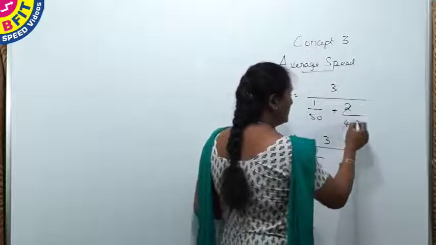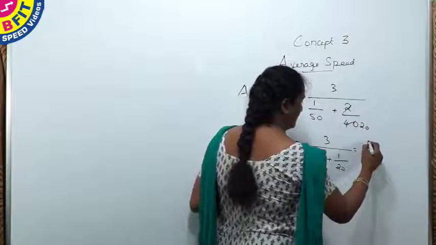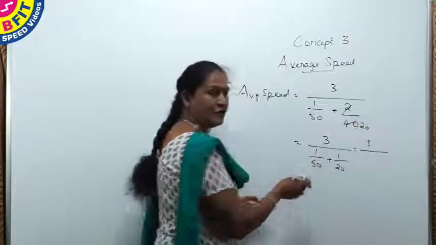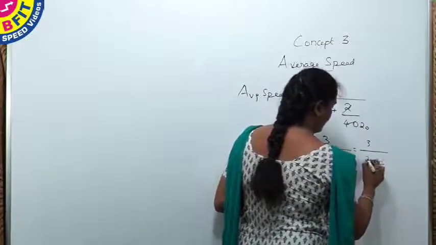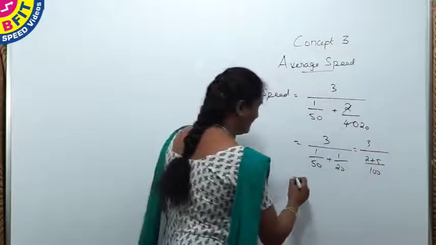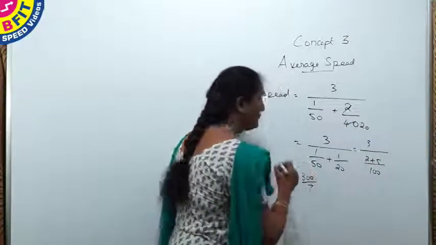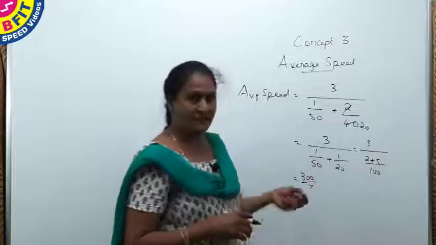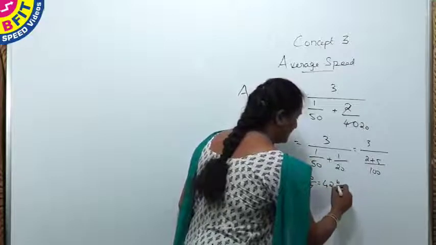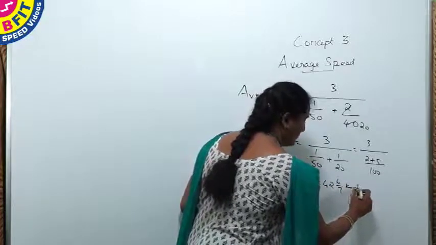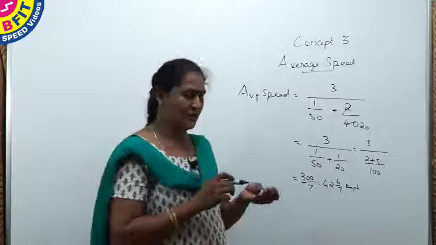So you can simplify this also. Taking the LCM for the denominator part, here it is 100. Sending this 100 to the numerator, the average speed is 300 by 7, or divide this 300 by 7. The average speed is 42.6 by 7 kilometers per hour.